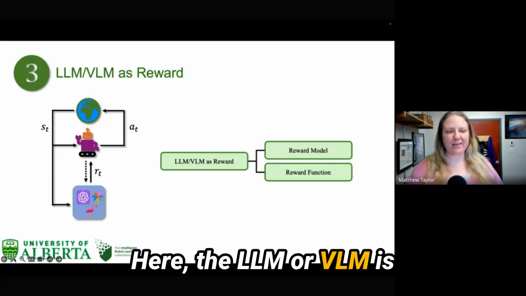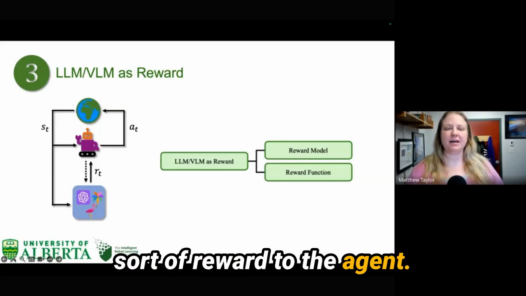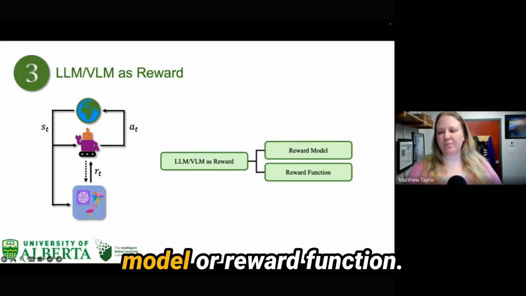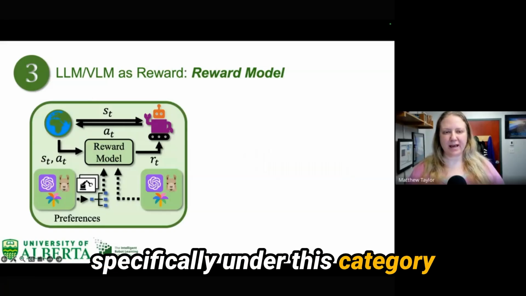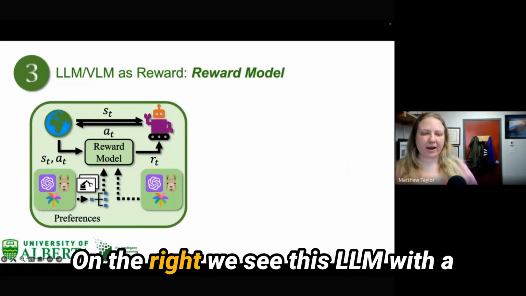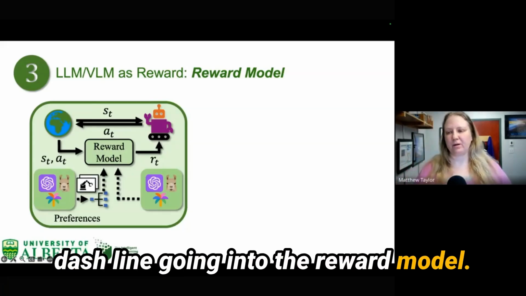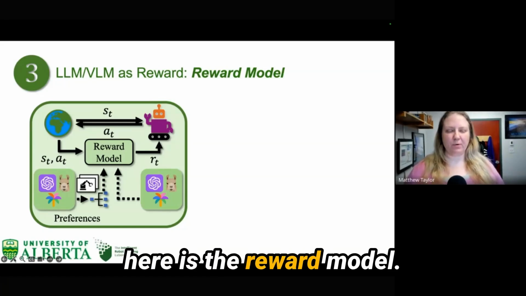Here, the LLM or VLM is helping to provide some sort of reward to the agent. And this can be categorized into two categories: reward model or reward function. Using the LLM or VLM for reward, specifically under this category, reward model, there's two approaches. On the right, we see this LLM with a dashed line going into the reward model. Essentially, the LLM or VLM here is the reward model.